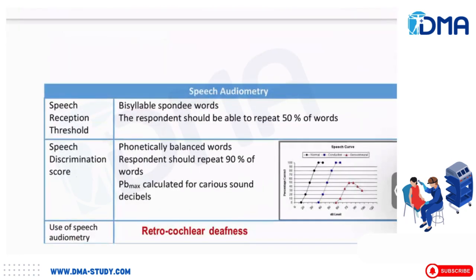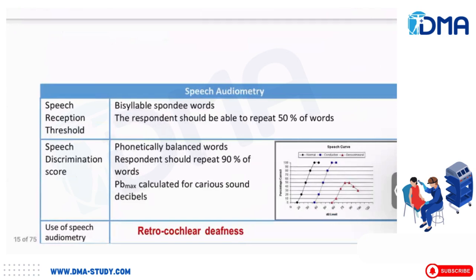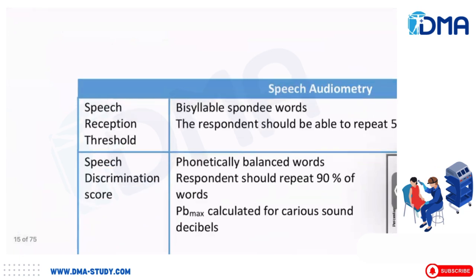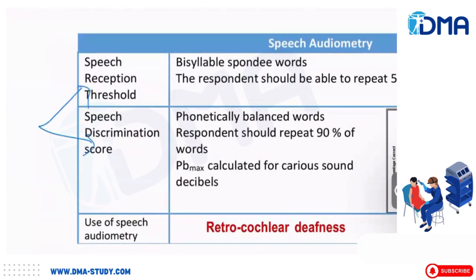Okay, fine. For the rollover phenomenon, we should learn about an audiometry called speech audiometry. See, it's very easy. There are two types of speech audiometry. Number one is speech reception threshold. Number two is speech discrimination score, SDS.